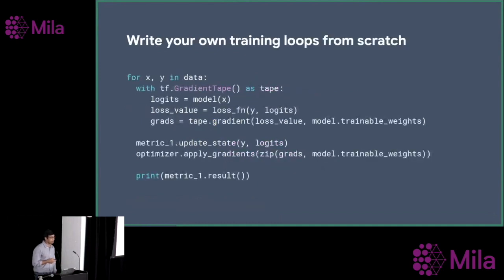If you don't want to use the high-level model.fit API, or say you're not subclassing the tf.keras model and you're just using regular layers, or not even Keras, but even lower-level TensorFlow APIs, you can use the tf.gradient tape to do your training. So you run your model under the tf.gradient tape, you compute the gradients, you update your metrics manually, and you can apply your gradients manually as well.